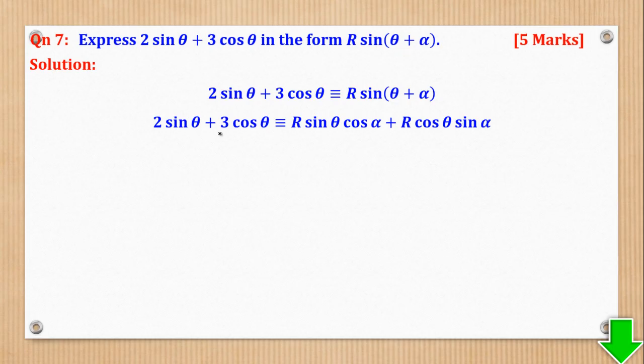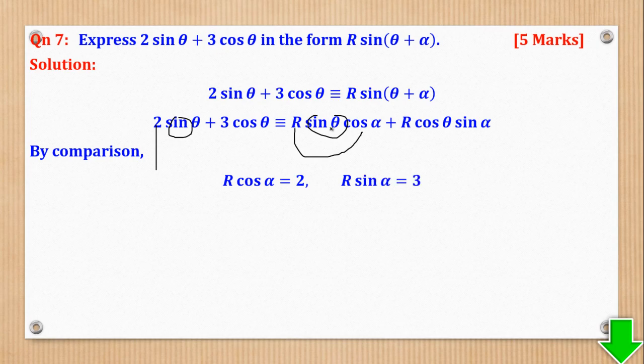Then we can compare. Do you see this sine theta? It is here. Meaning that what is left this side is 2 and what is left this side is r cos alpha. So r cos alpha is equal to 2. Then the same applies to cos theta. What is left this side is 3 and what is left this side is r sin alpha. So r sin alpha is equal to 3.